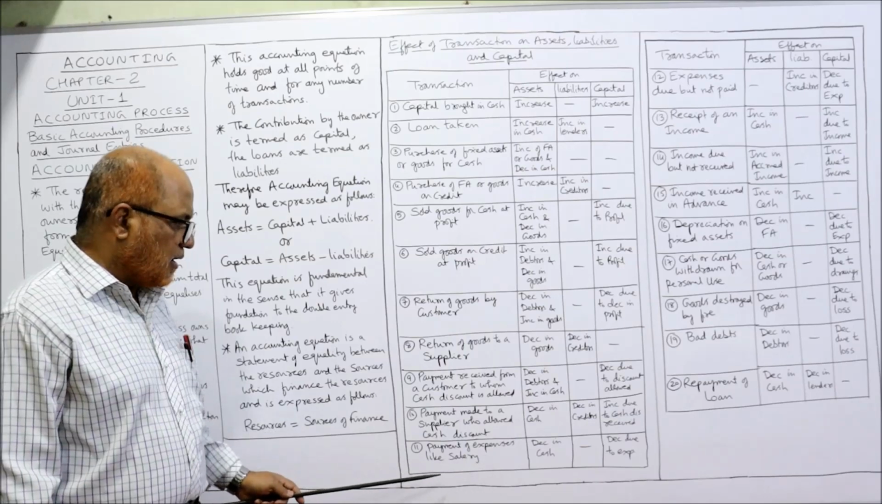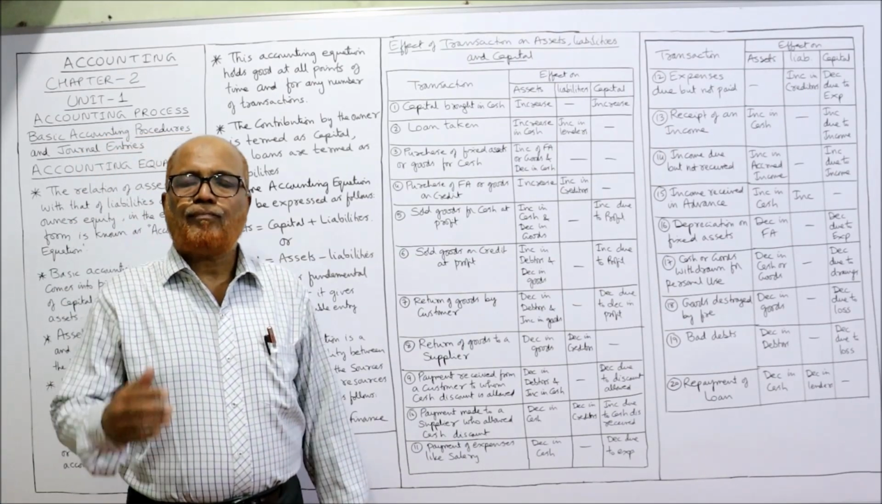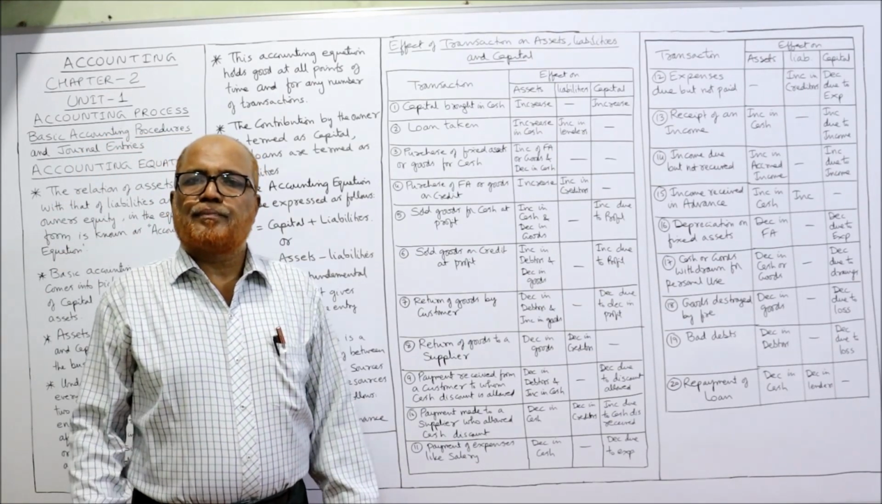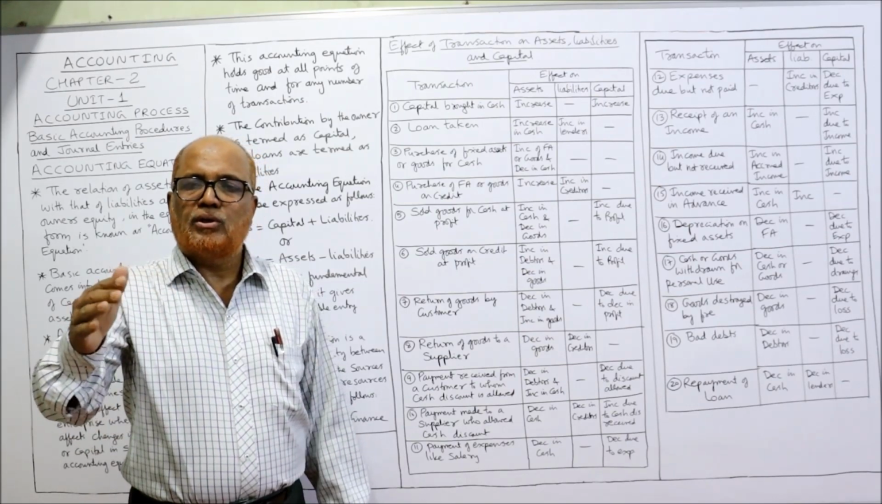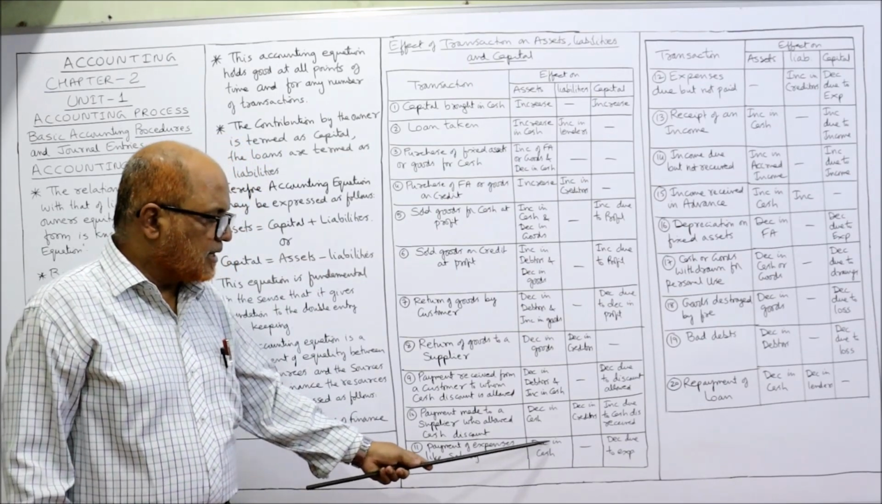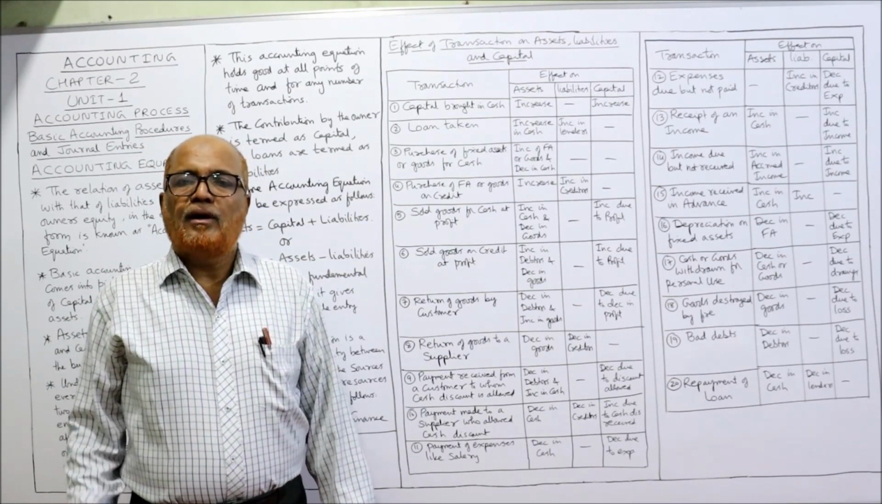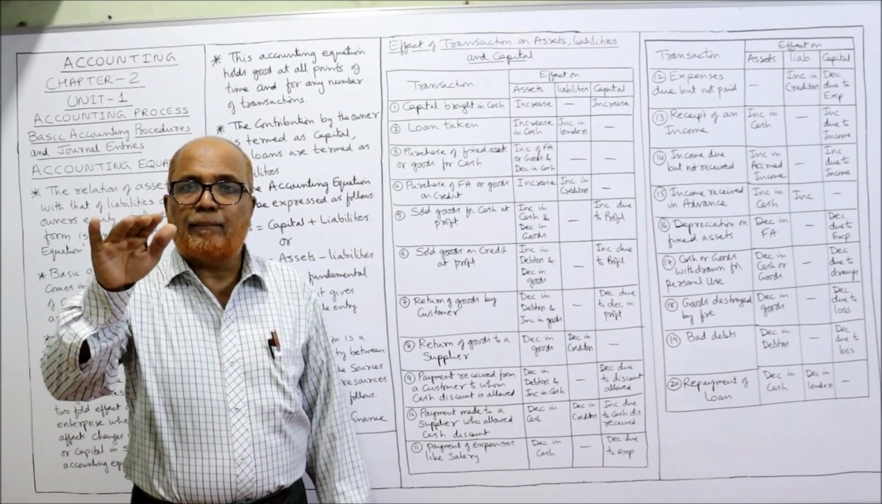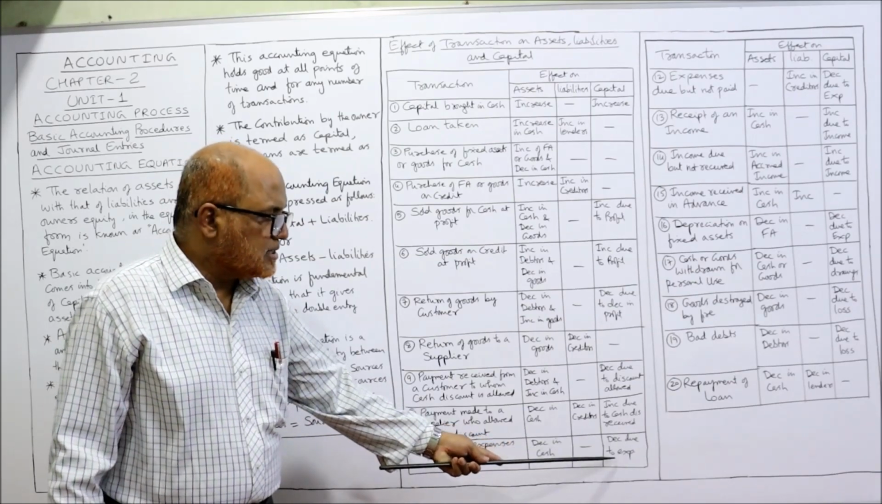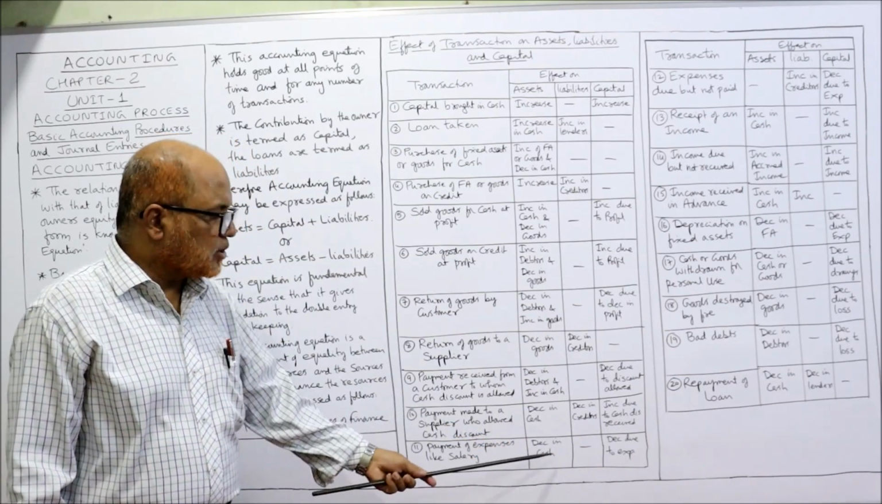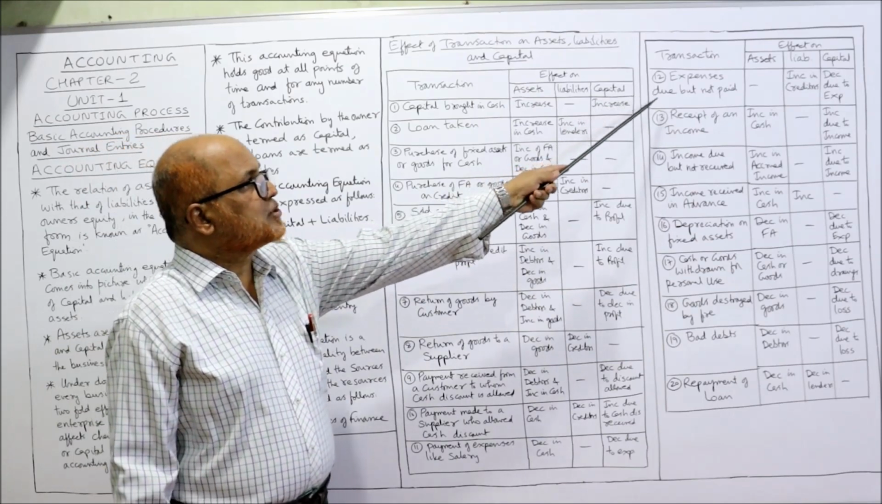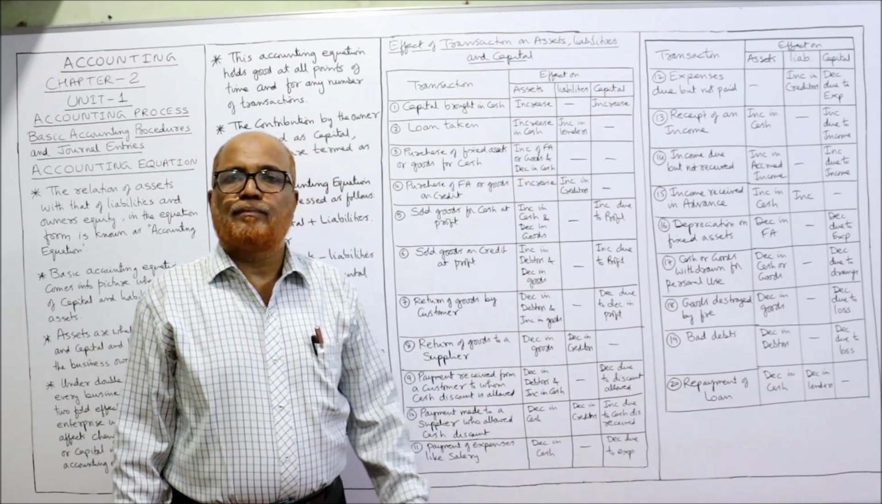Next, payment of expenses like salary. When we pay the salary, our cash is going out. The assets will decrease in cash. This salary is an expense. Due to expense, the capital will decrease. So decrease due to expense. No effect on liability.